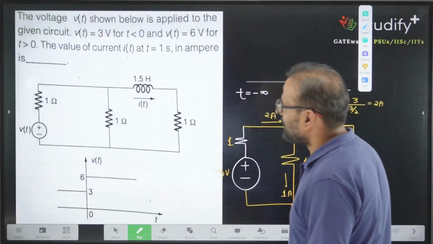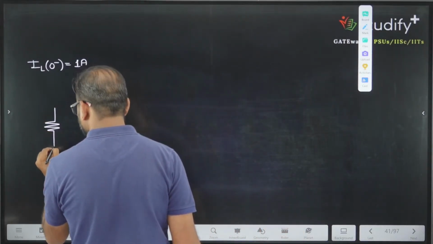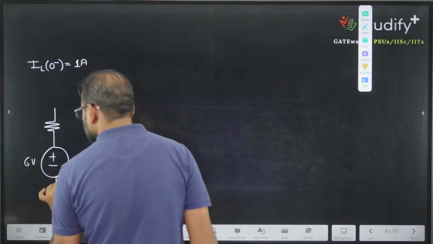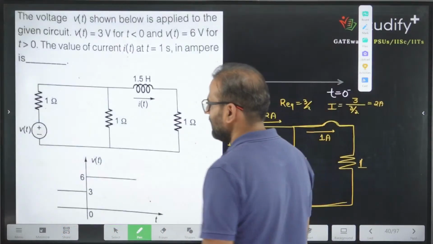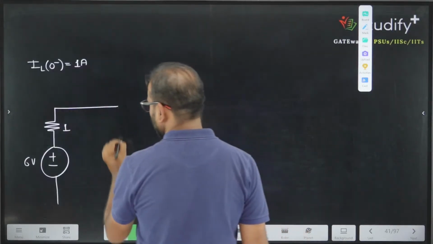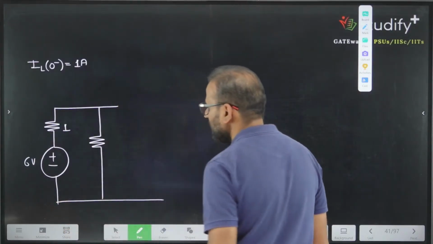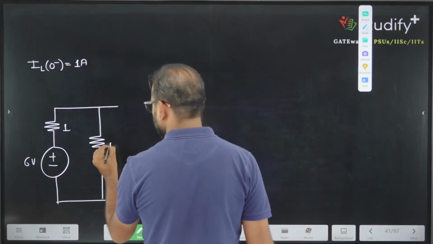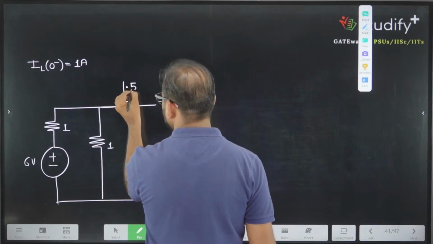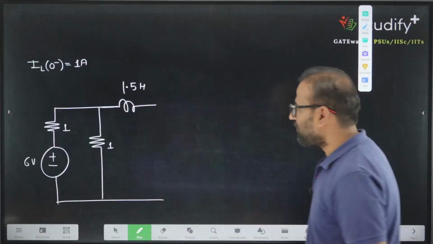What circuit is available at t greater than 0? This is 1. This is 6, 6 into u(t) you can say. This 1. What is this? 1. What is here? One inductor is available here, 1.5 Henry. And what else is available here? 1 ohm resistance is available.